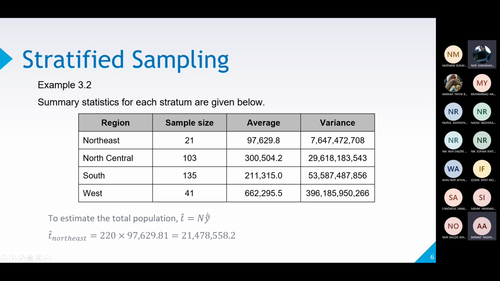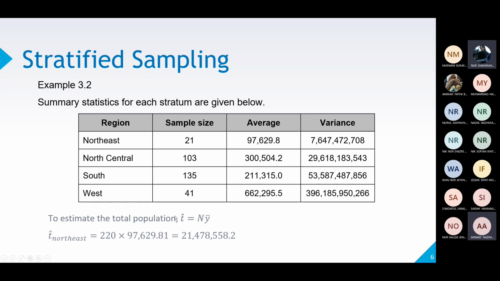By doing this, you will be able to estimate the total for each region. You can use this equation: T hat, the estimated population total, is equal to N, the population size, times Y bar. Y bar is the mean average.